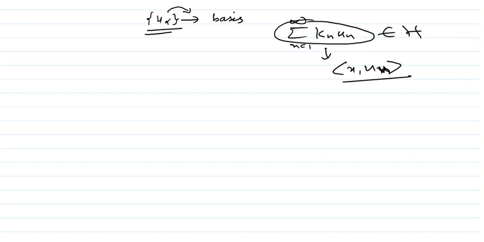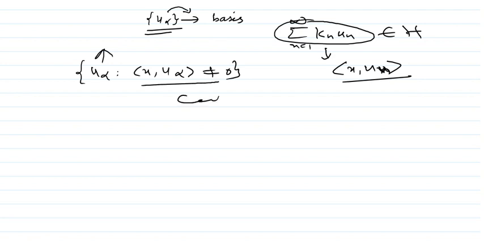And we will prove a lemma which states that the set of u alpha such that the inner product of x with u alpha is not equal to 0 is countable. There may be uncountably many u alphas, but those u alphas where the inner product of x with u alpha is not equal to 0, this set is countable. Say this is u1, u2, and so on. Suppose it's countably infinite.